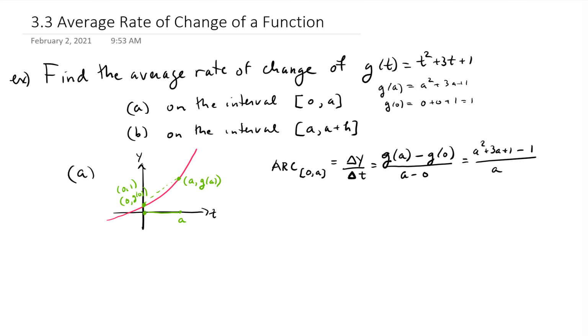So that's it. That's our average rate of change, but usually we try to write it down in simplified form. So you see 1 minus 1 cancels out. Well, so we're just left with a squared plus 3a over a. And then we try to factor if possible. So at the top we see we can factor a. a plus 3, and when we divide by a, we see we've got common factors at the top and at the bottom, so I'm allowed to simplify those. So this is a plus 3.